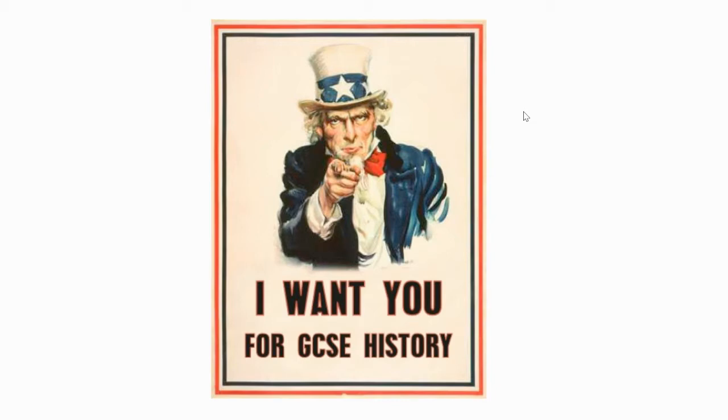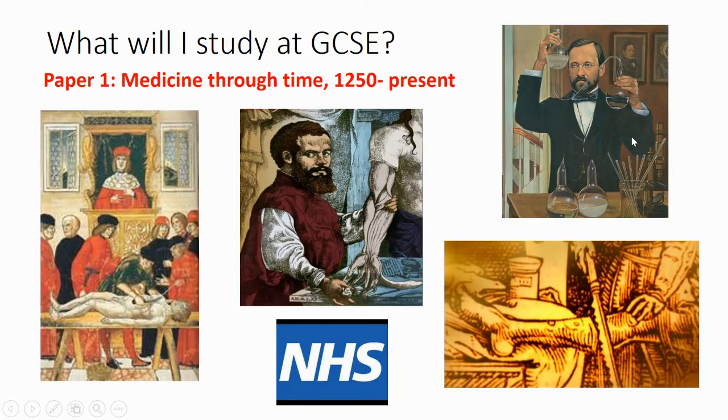So the GCSE course is divided into 3 exam papers. All of them are assessed at the end of Year 11. The first paper is paper 1, Medicine Through Time, 1250 to the present day.